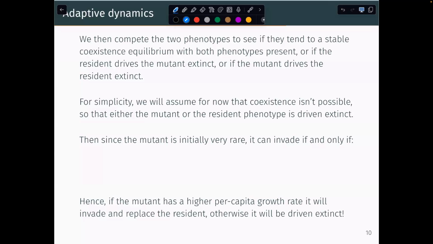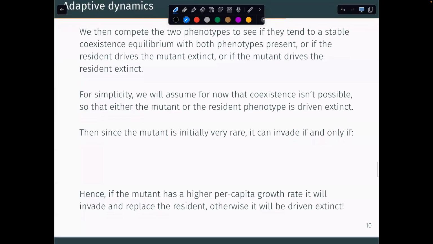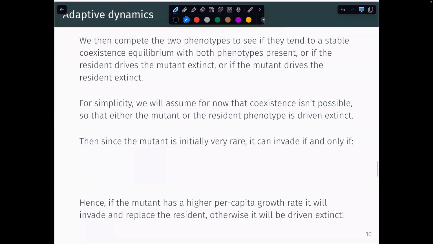And for simplicity, for now, we're just going to assume that coexistence isn't possible. So either the mutant is going to win or the resident is going to win, and it will drive the other phenotype extinct. Since the mutant is initially very rare, we can think about its per capita growth rate when it's rare. And this is essentially telling us its fitness.